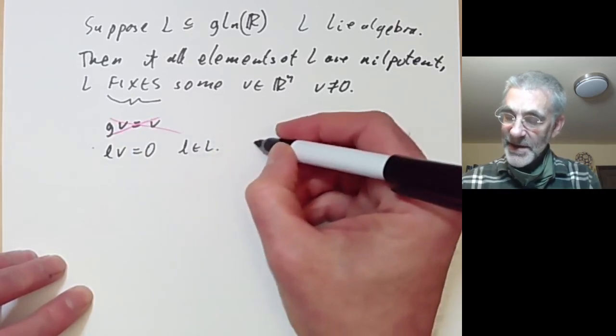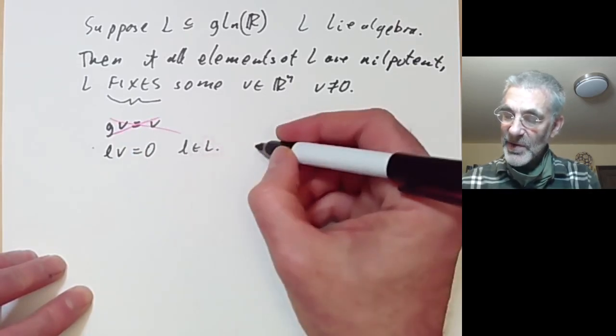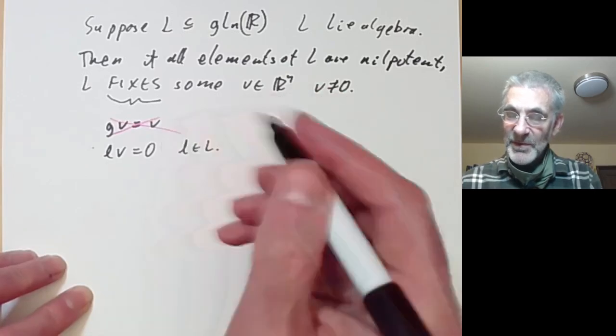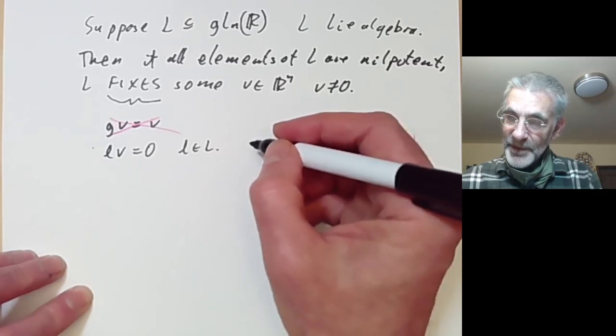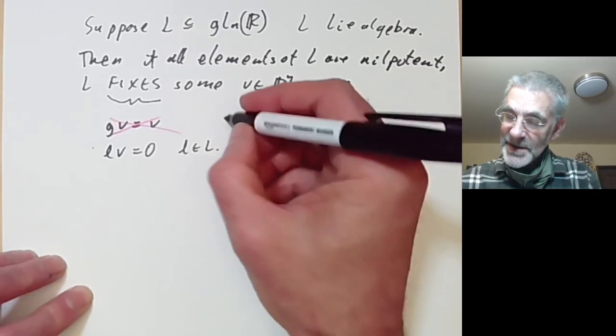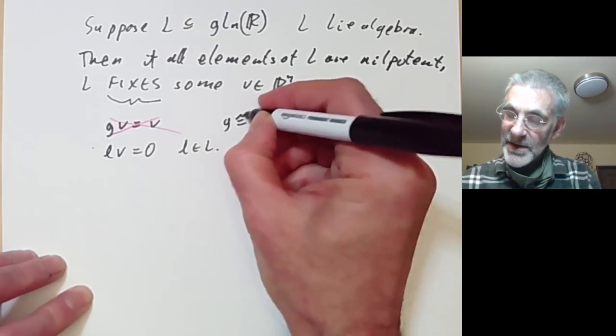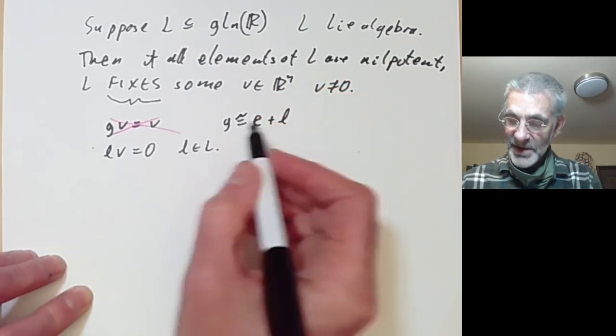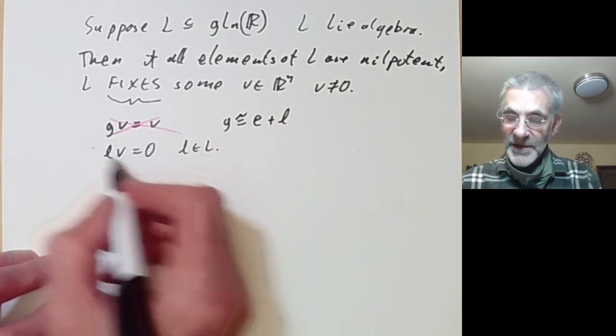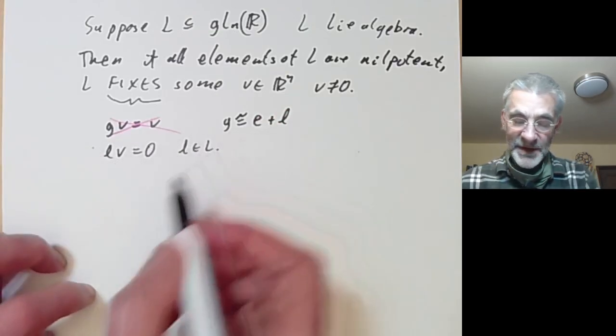The reason for this is that we think of an element of a Lie algebra as being a sort of difference between an element of a group and the identity. So we might think of g as being approximately the identity element plus an element of the Lie algebra. So this is why the definition of a Lie algebra element fixing a vector is given like that.